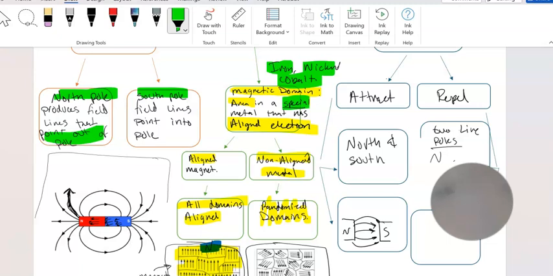So if you look at this diagram, this north pole has arrows, right? Look at all these arrows on the left. All of those arrows are pointing out of the north pole, right? And then the south pole has arrows that point into the pole.